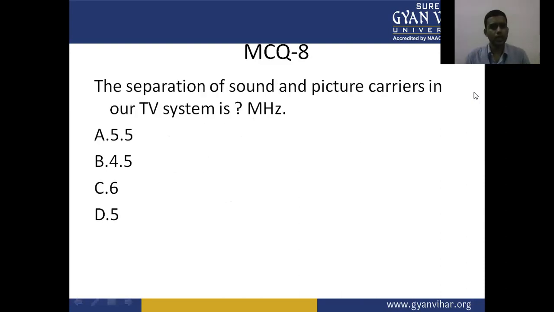Question number 8, the separation of the sound and picture carriers in our TV system is how many megahertz? A, 5.5 megahertz; B, 4.5 megahertz; C, 6 megahertz; D, 5 megahertz. In the channel bandwidth or TV spectrum, 5.5 megahertz is the separation between the sound and picture carriers in the TV system.